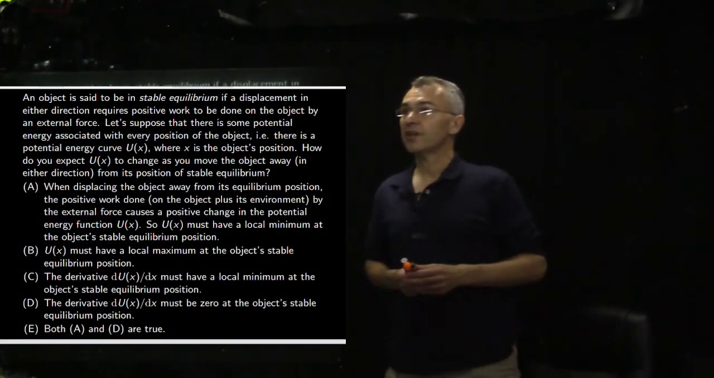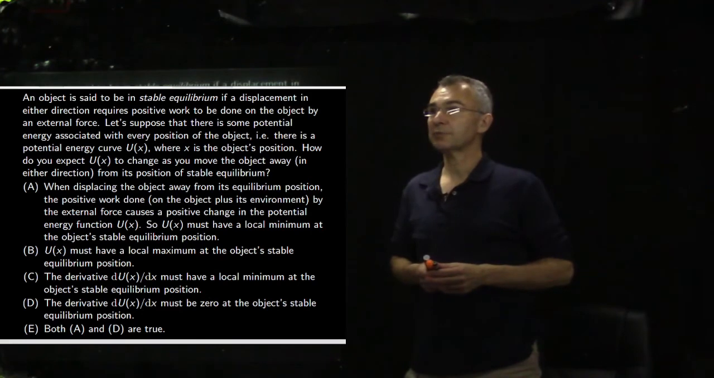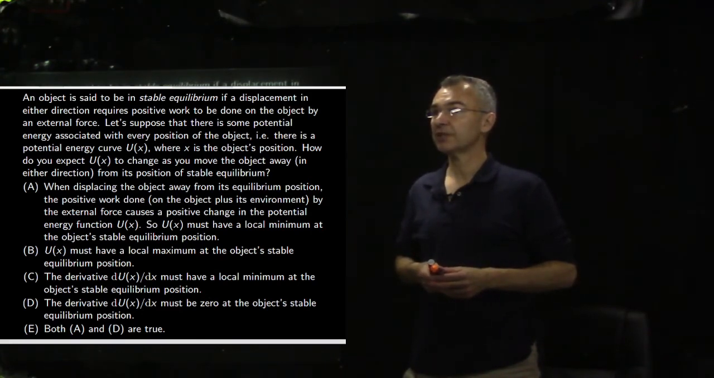An object is said to be in stable equilibrium if a displacement in either direction requires positive work to be done on the object by some external force.